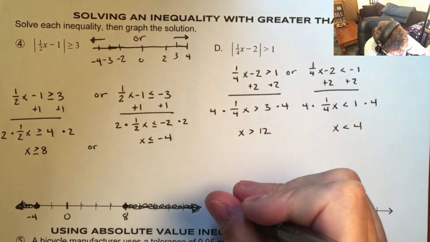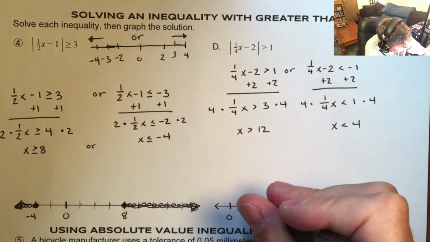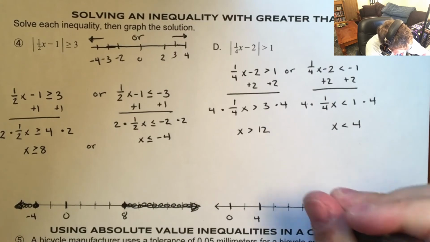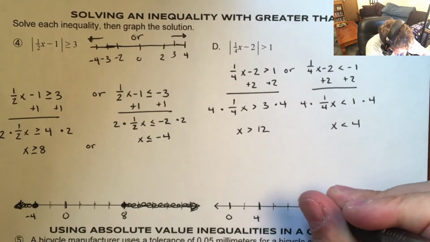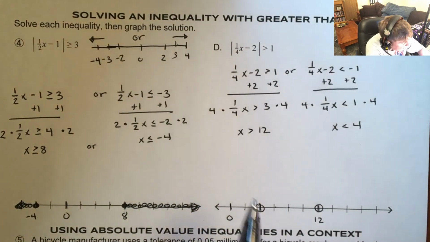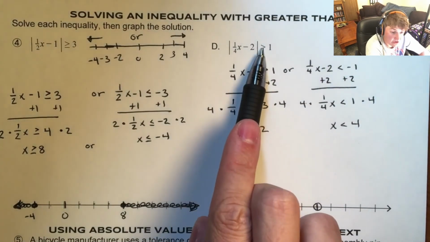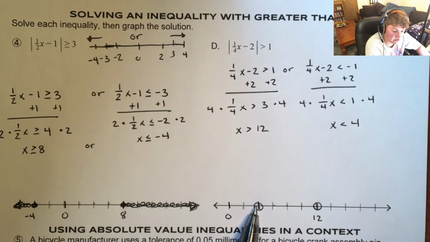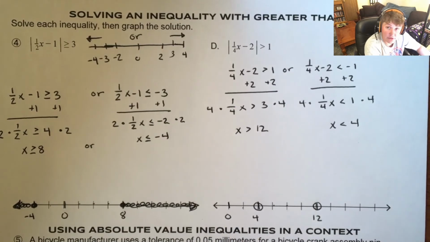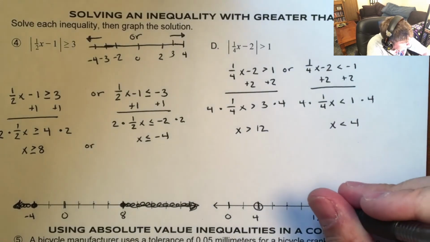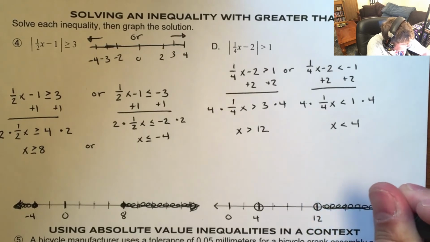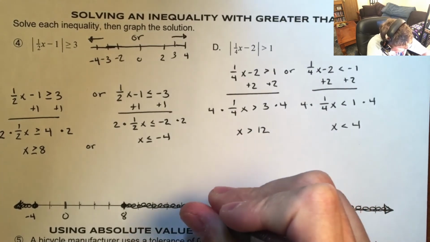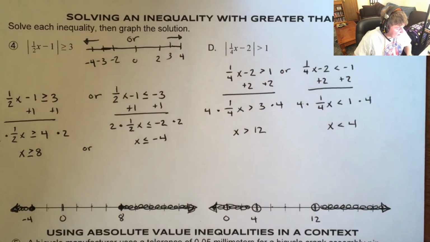So for this one, we're going to need 0 here, then 2, 4, 6, 8, 10, 12. These are open circles because this is strictly greater than. It's not greater than or equal to, so it's exclusive. These boundary numbers are not included in the solution set. So let's go ahead and shade just like this. Let's fill out that table.